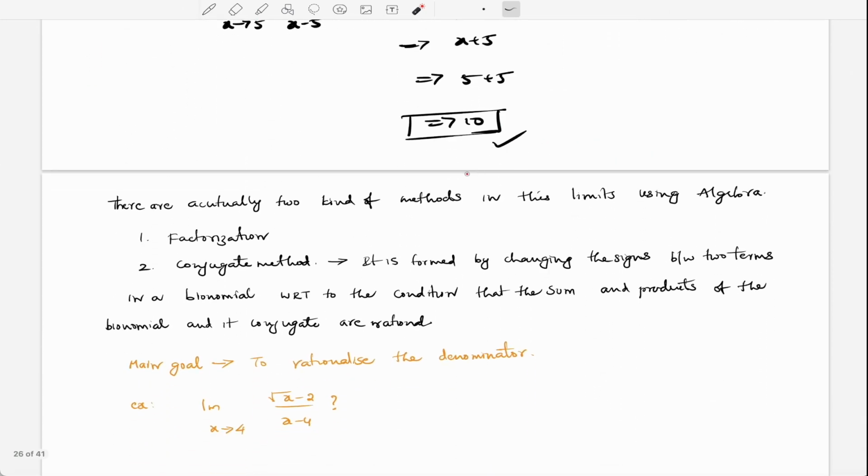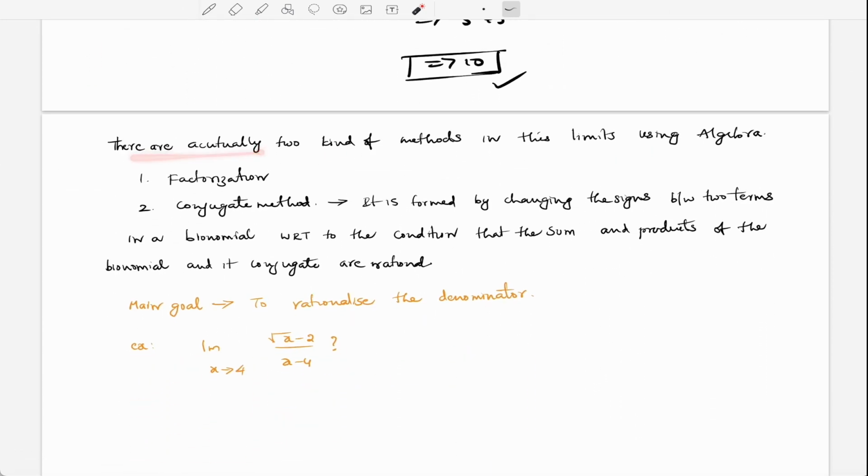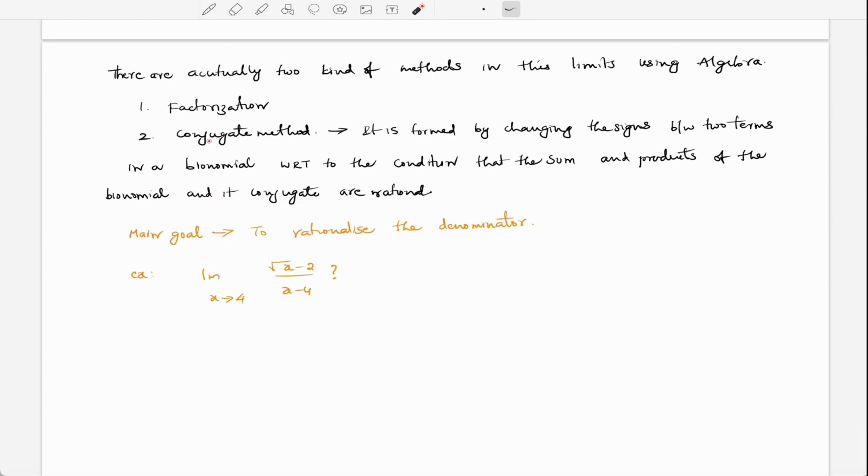So actually there are two kinds of methods for limits using algebra, right? We have discussed the algebra in previous lectures. The two methods are factorization and the conjugate method. So what do you mean by a conjugate function, you may ask? It is formed by changing the signs between the two terms in a binomial.